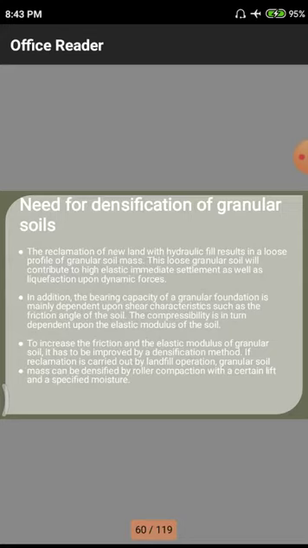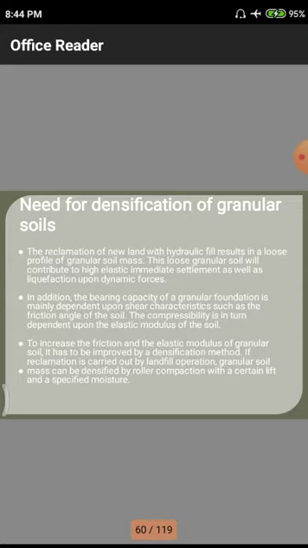The compressibility tends to depend upon the elastic modulus of the soil also. That means the E value, the elastic modulus of a particular soil, may vary from soil to soil depending upon the particle size and chemical properties, so we need to focus mainly on these shear characteristics, frictional properties and elastic modulus of the particular soil. All those can influence the soil bearing capacity.